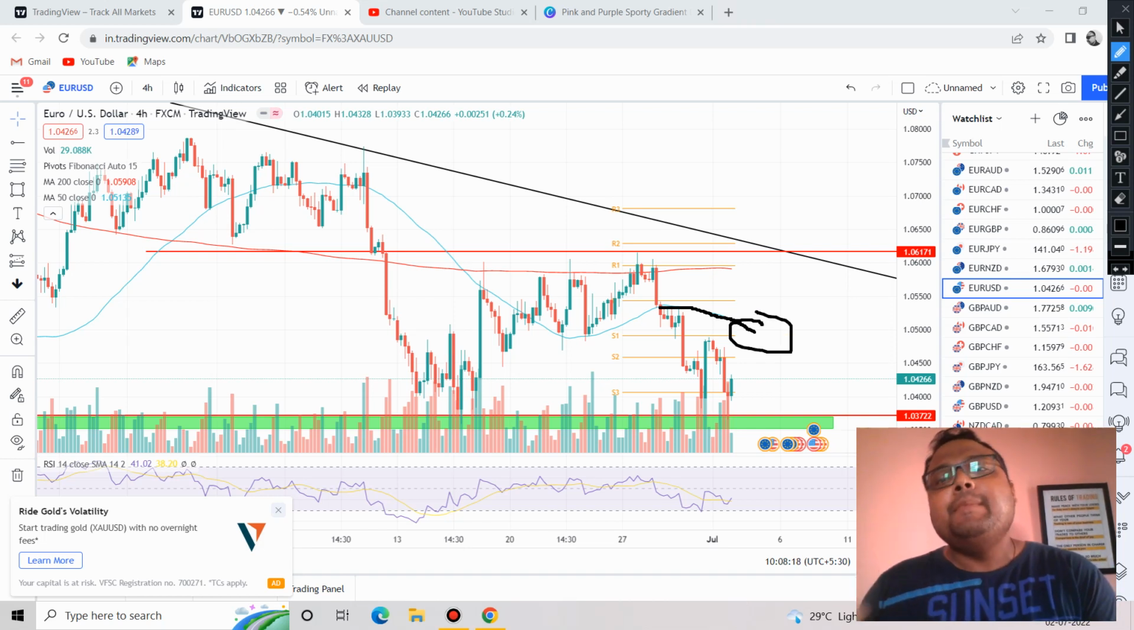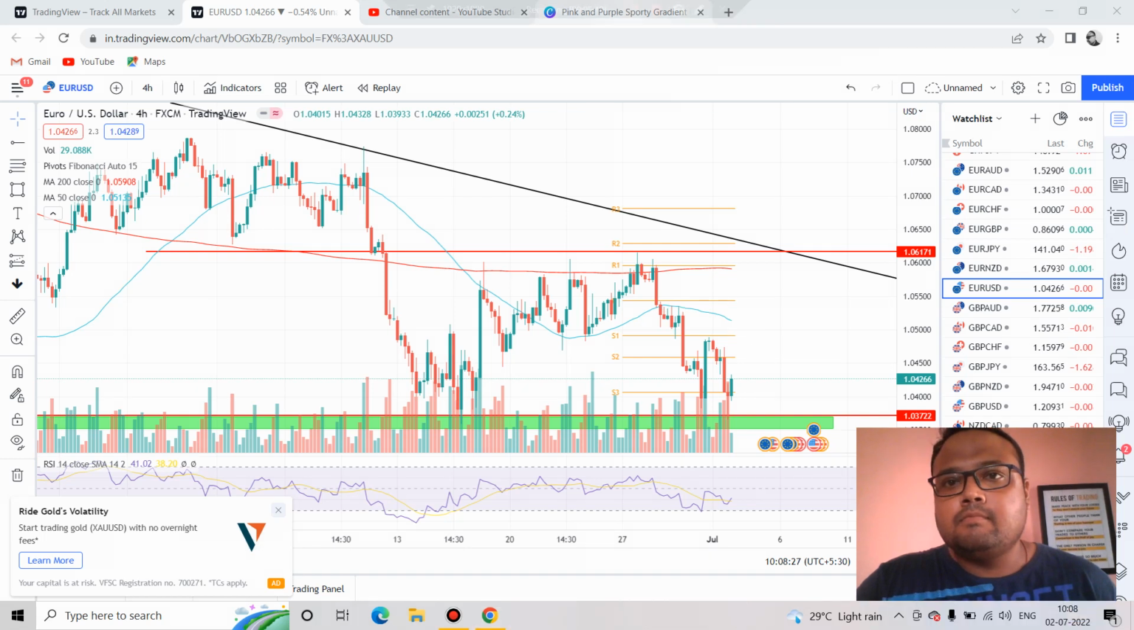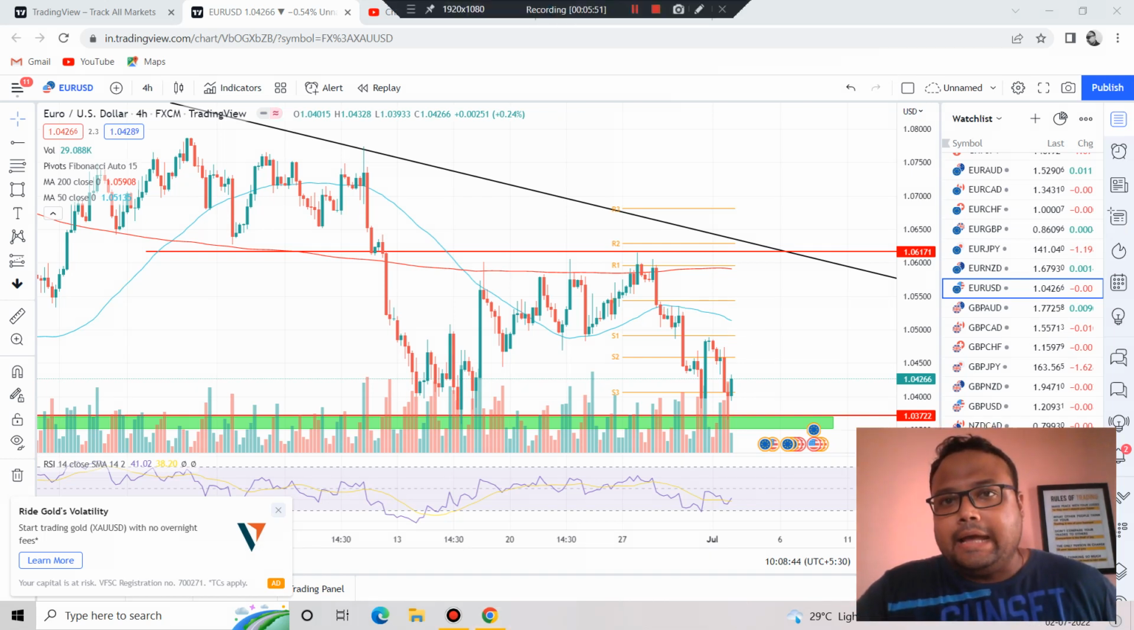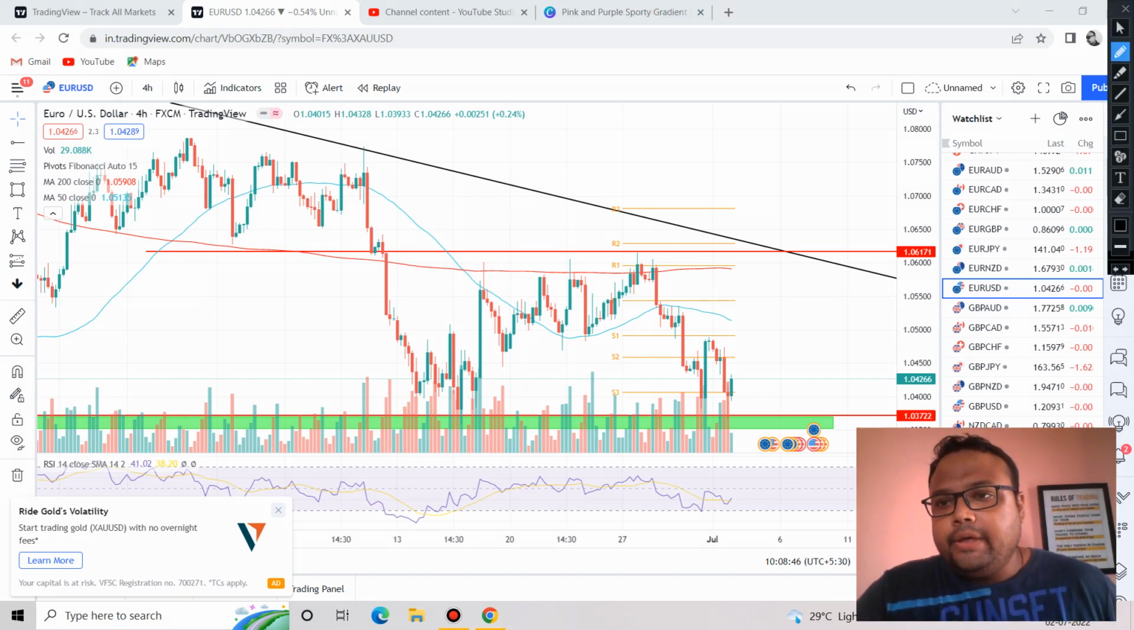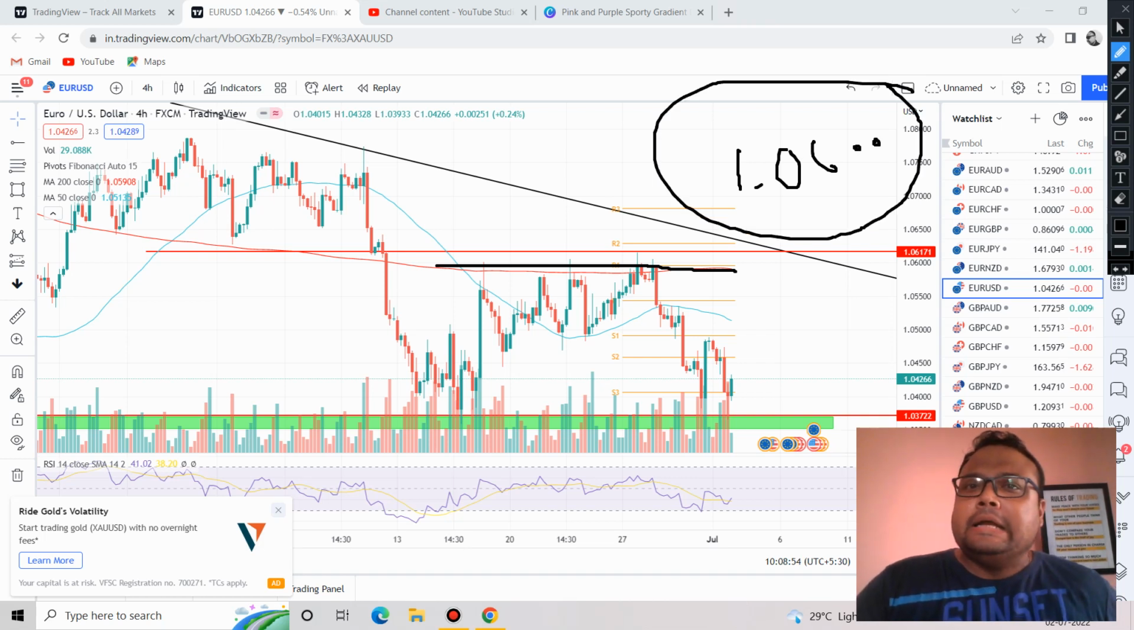As it is a dynamic resistance, I cannot give you the exact number here, okay, but it can be around 1.0500, and then we have this level 1.0600. This level can also be the next resistance or big resistance for the market.